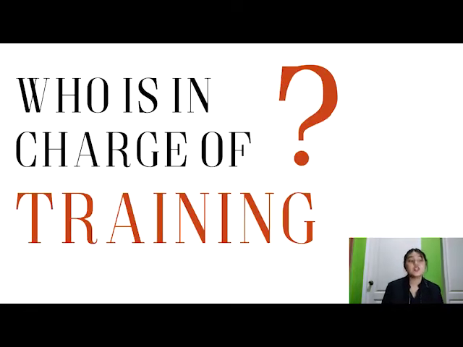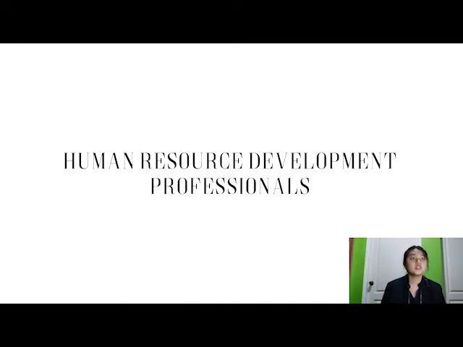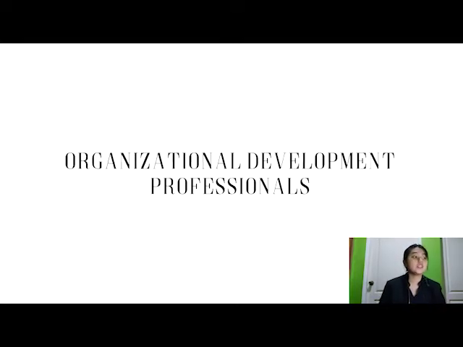The last question is, who is in charge of training? Human resource development. The integrated use of training and development, organizational development, and career development to improve individual, group, and organizational effectiveness. Human resource development professionals might be involved in job and task analysis, instructional system design, on-the-job training, and individual performance improvement. Next is organizational development professionals.